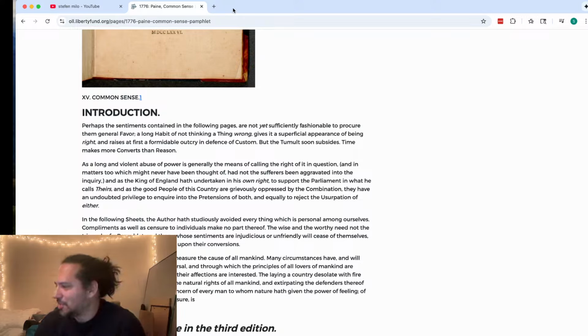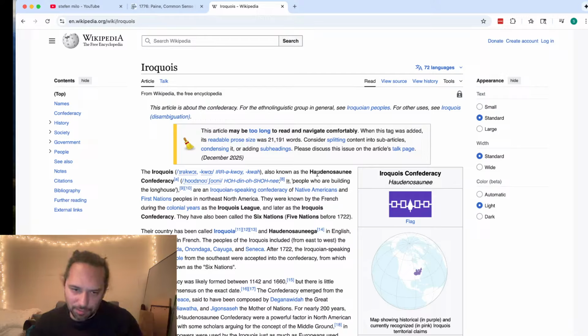The Haudenosaunee Confederacy influenced the U.S. Constitution and was a democratic native society since 1142 CE. That's true. I didn't remember the name. Let's look that up. Thank you for mentioning that because that's absolutely true. In fact, the U.S. Constitution was inspired by the Haudenosaunee Confederacy. There are parts of the Constitution that are modeled after the Iroquois Confederacy.